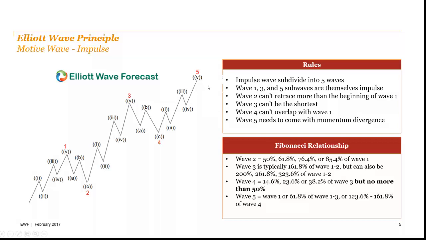But when you look at the momentum, which is your RSI indicator or your MACD indicator or your stochastic indicator, that momentum indicator does not make a new high. So the price makes a higher high, but the momentum makes a lower high. That's what is meant by momentum divergence. All right.